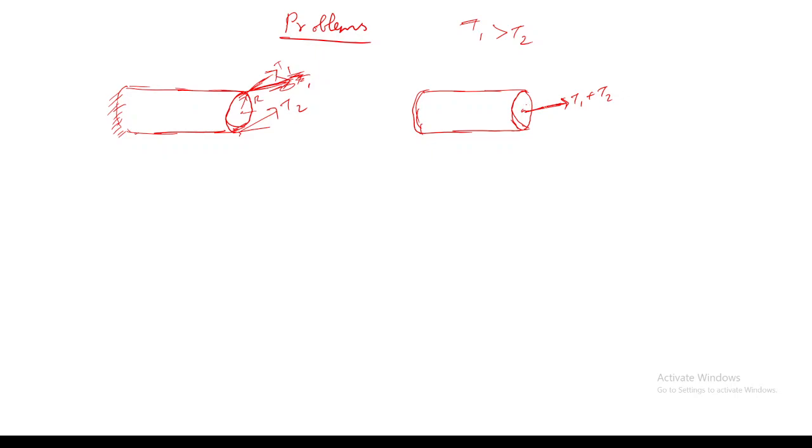T1 minus T2 into R. Yes, T1 minus T2 into R, since T1 into R will be along this direction and T2 into R will be along this direction. Since I have said T1 is greater than T2, the effective couple will be T1 minus T2 into R.